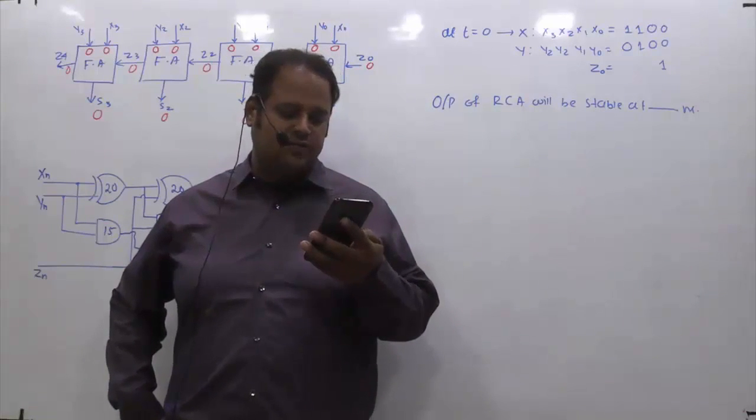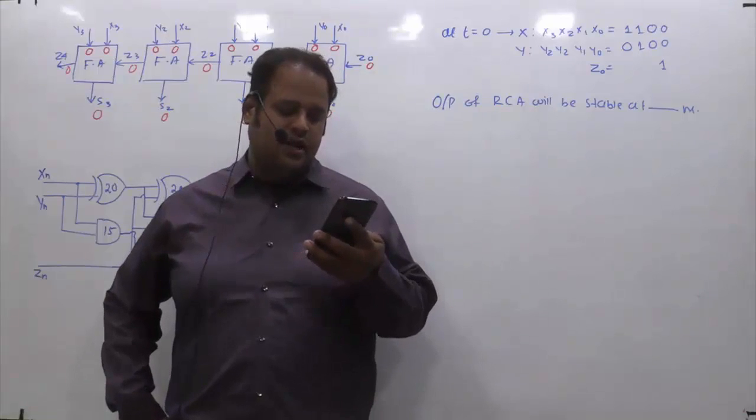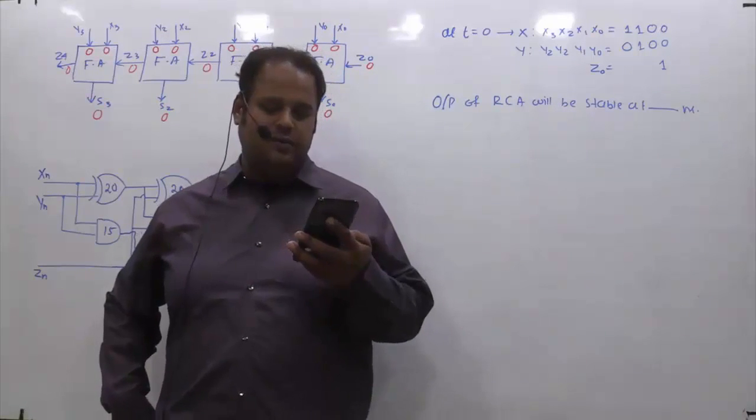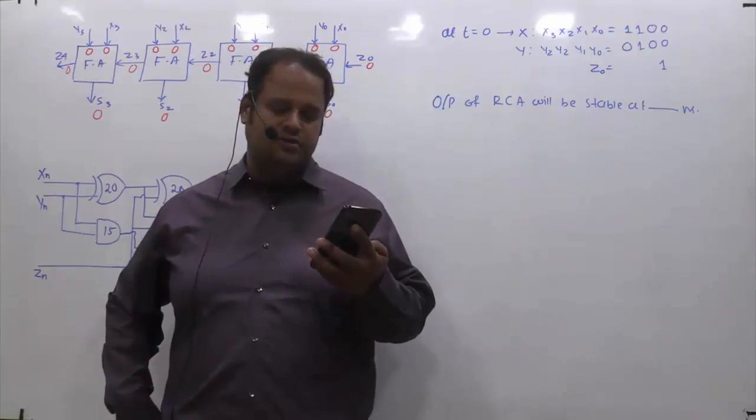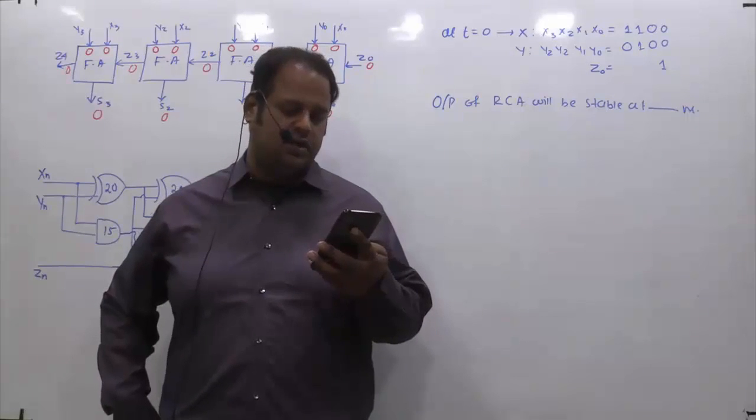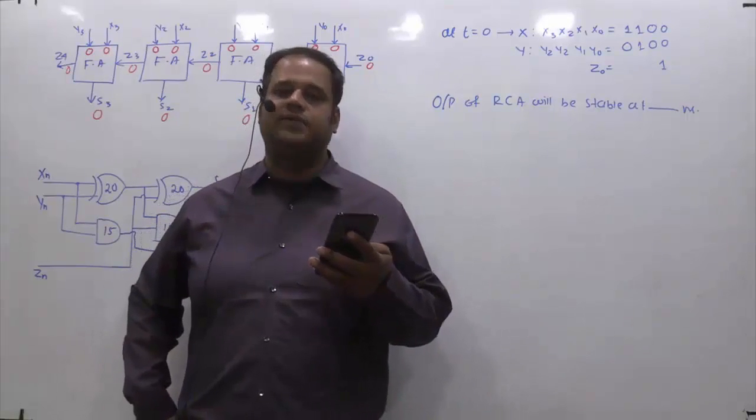At t equal to 0, the input to 4-bit adders are changed to x3, x2, x1, x0 equals to 1, 1, 0, 0, y3, y2, y1, y0 equals to 0, 1, 0, 0, and z0 equals to 1. The output of ripple carry adder will be stable at dash nanoseconds.